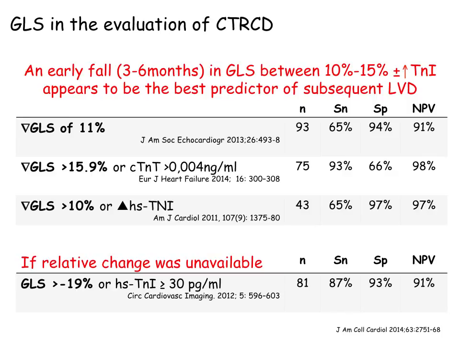These slides show the results of the most important studies. Probably the best way to take a look at this data is to use its negative predictive value. If at 3 months follow-up GLS and troponin were normal, the risk of CTRCD is very low. If change in GLS was unavailable, a cutoff value above minus 19% was a predictor of CTRCD.